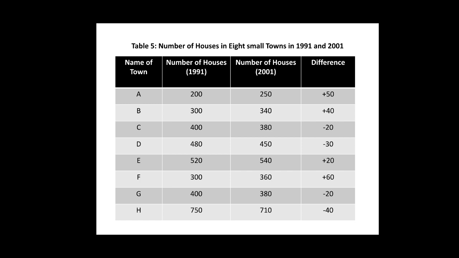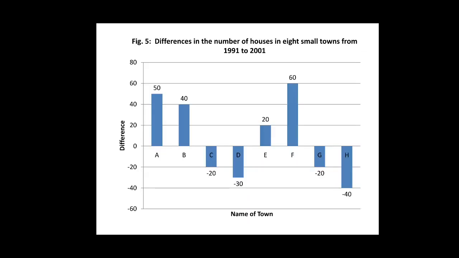If we see town C or town D, for example, let us take town D, there is a decrease of 30 houses from 1991 census to 2001 census and the like. Now we can represent the differences in the number of houses in those 8 small towns of India during 1991 and 2001 census by making use of deviation bar diagrams like given here in this slide.